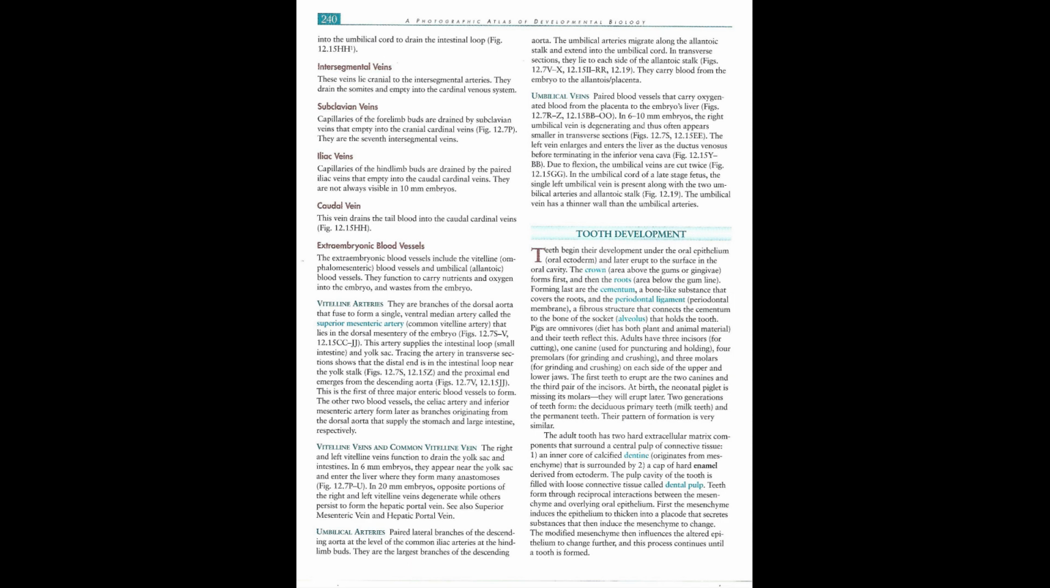Intersegmental veins. These veins lie cranial to the intersegmental arteries. They drain the somites and empty into the cardinal venous system. Subclavian veins. Capillaries of the forelimb buds are drained by subclavian veins that empty into the cranial cardinal veins, Fig 12-7p. They are the seventh intersegmental veins.